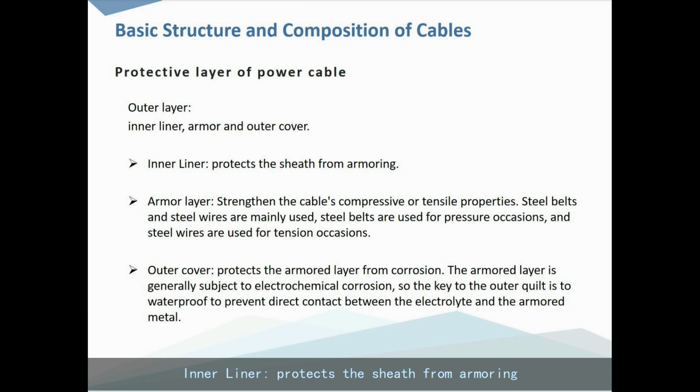Inner liner protects the sheath from armoring. Armor layer strengthens the cable's compressive or tensile properties. Steel belts and steel wires are mainly used. Steel belts are used for pressure occasions, and steel wires are used for tension occasions. Outer cover protects the armored layer from corrosion. The armored layer is generally subject to electrochemical corrosion, so the key to the outer cover is to waterproof to prevent direct contact between the electrolyte and the armored metal.